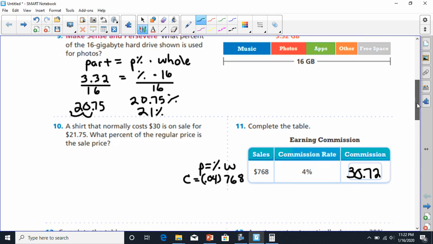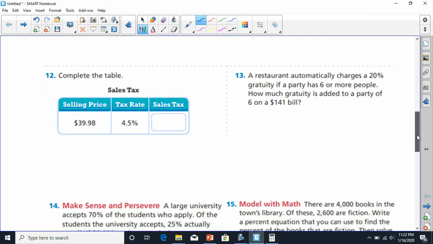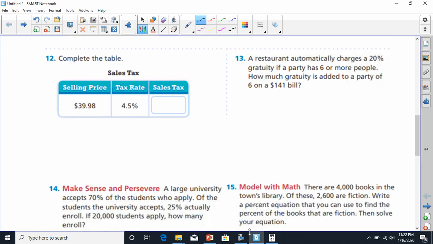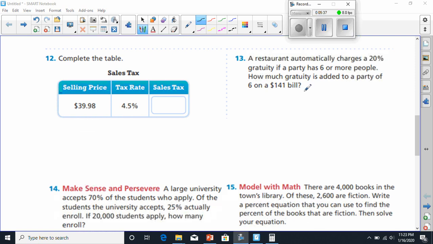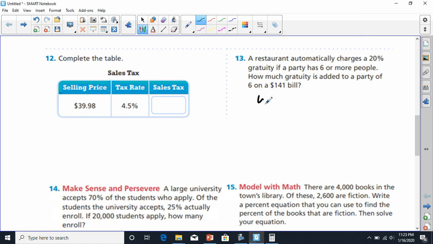All right, let's move on. Ready for number 13. It says a restaurant automatically charges a 20% gratuity if a party has 6 or more people. How much gratuity is added to a party of 6 on a $141 bill? Well, again, this is going to be the whole times the percent, and that's going to equal the part. The part in this case is the gratuity.